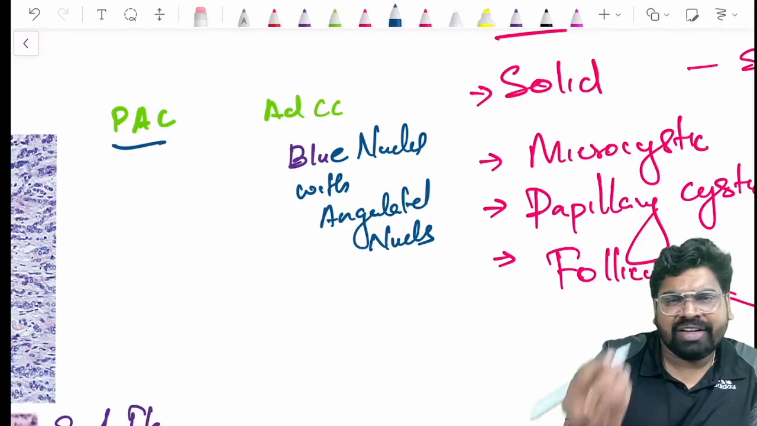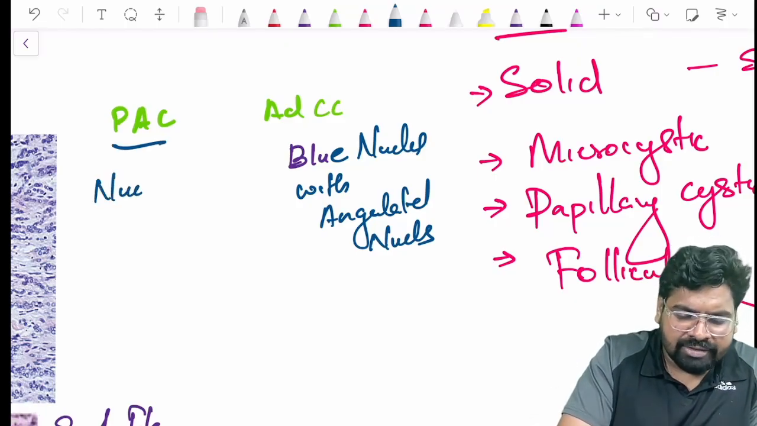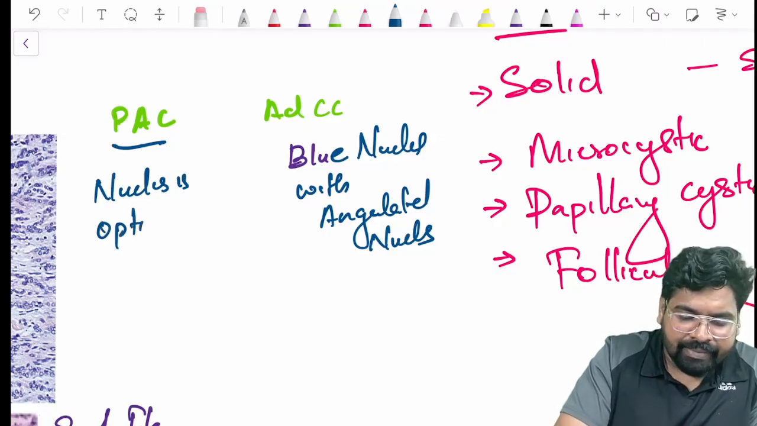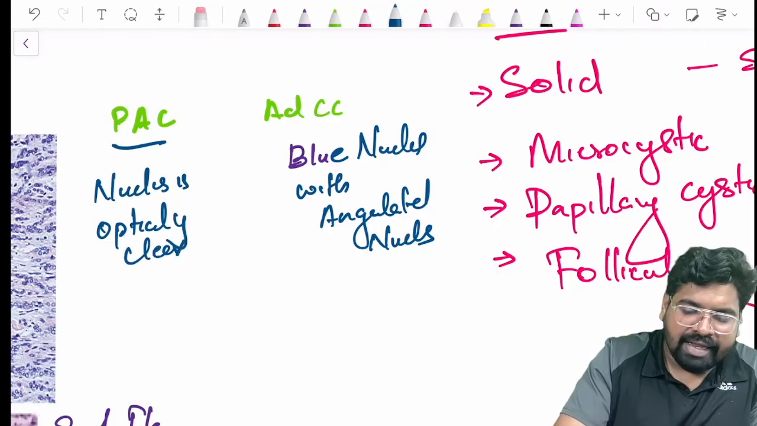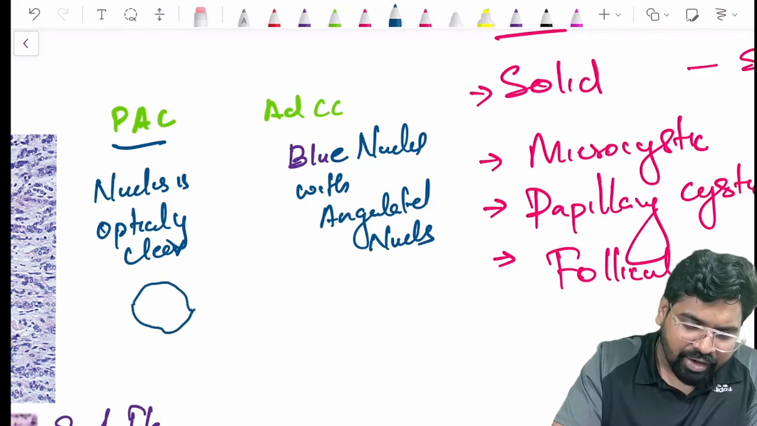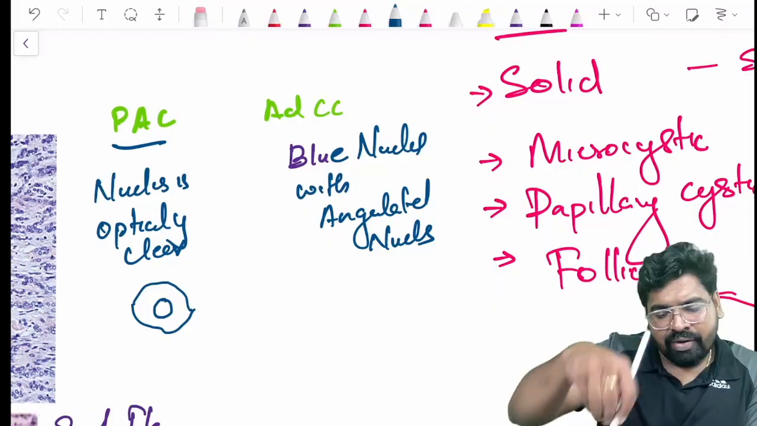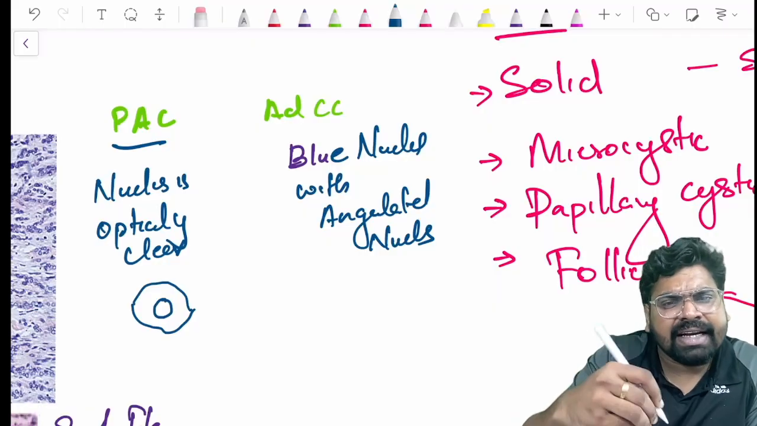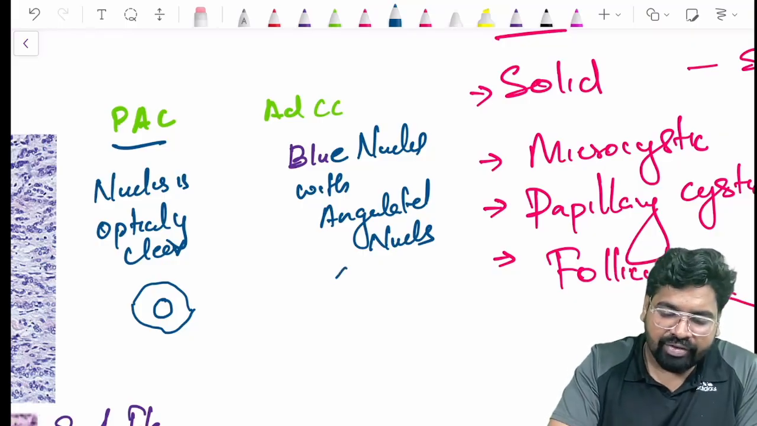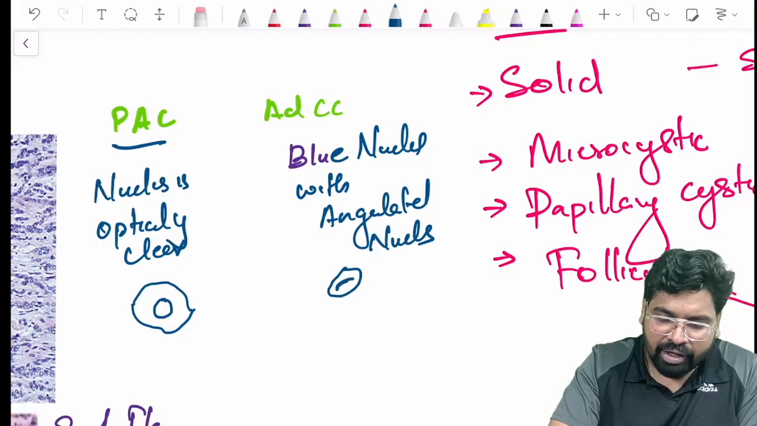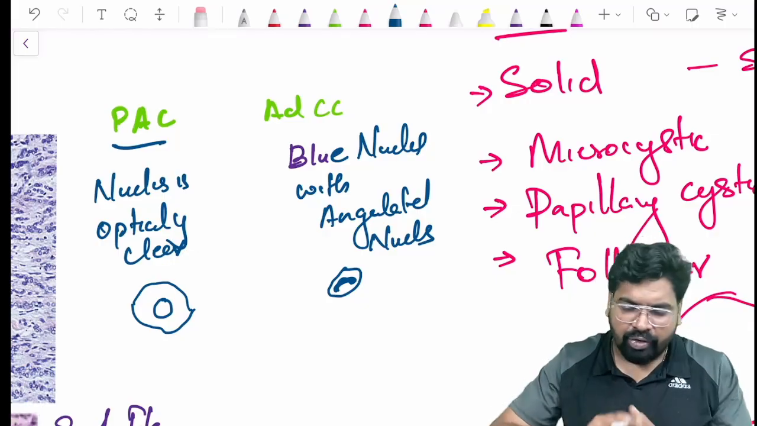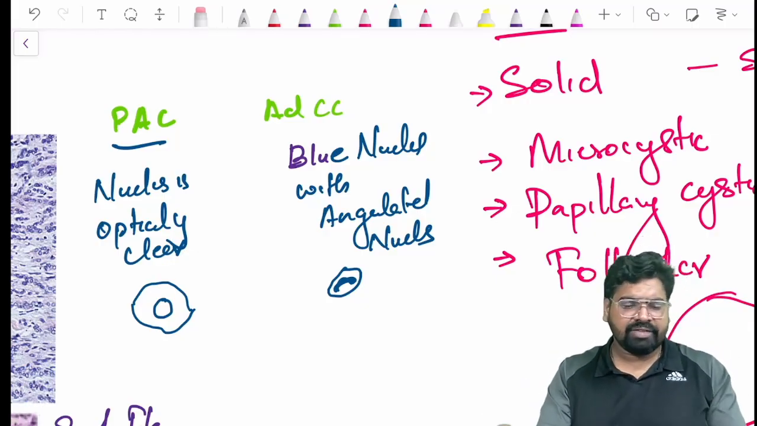But in polymorphous adenocarcinoma, the nucleus is what? Nucleus is optically clear, just like orphan Annie. Okay, you can see that there is a polygonal cell. They are polygonal cells with a nucleus which has a hole in the center, or an optically clear nucleus, just like your orphan Annie nucleus. But in adenoid cystic carcinoma, the cells will have a dark angulated nucleus like this, very dark nucleus. So this is how we identify polymorphous versus adenoid cystic.